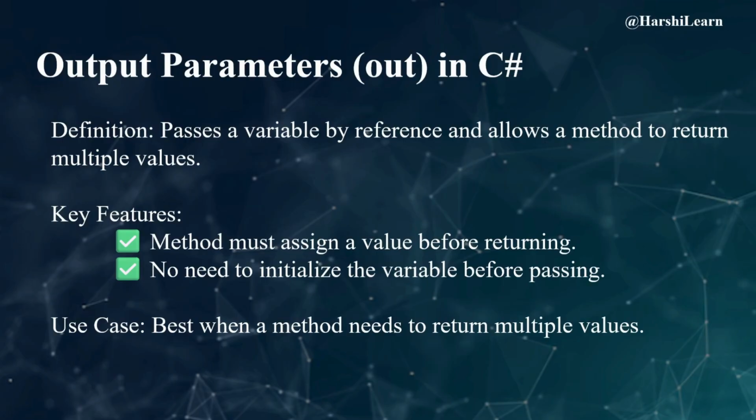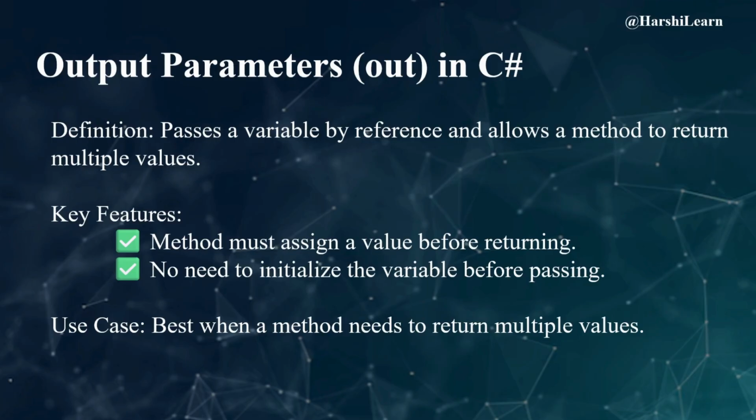Now let's talk about output parameters in C Sharp. Normally, a method returns one value using return. But what if we need to return multiple values? That's where output parameters help. With output parameter, we pass a variable by reference and the method will assign a value before returning. And the best part is we don't need to initialize the variable before passing it. The method takes care of that.